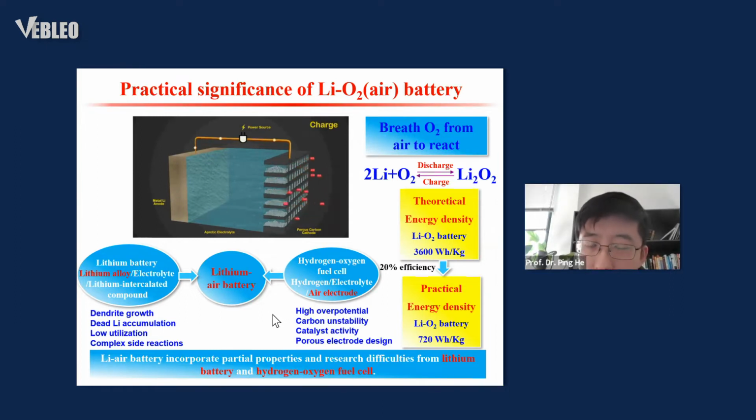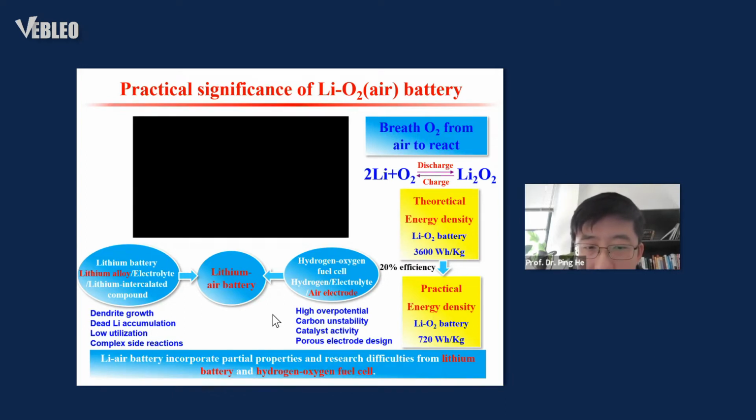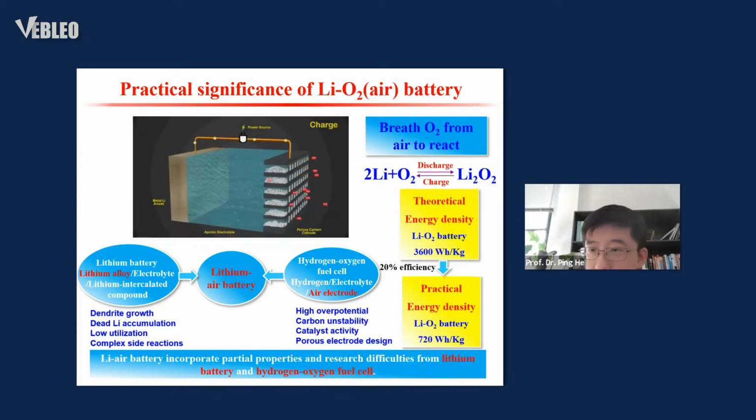It has the air electrode. The air electrode of the lithium oxygen battery has high overpotential and carbon instability, and the catalyst activity is very low, and it also requires designing the porous electrode. So we can see that the lithium air battery incorporates the practical properties and the research difficulties from lithium batteries and hydrogen oxygen fuel cells.